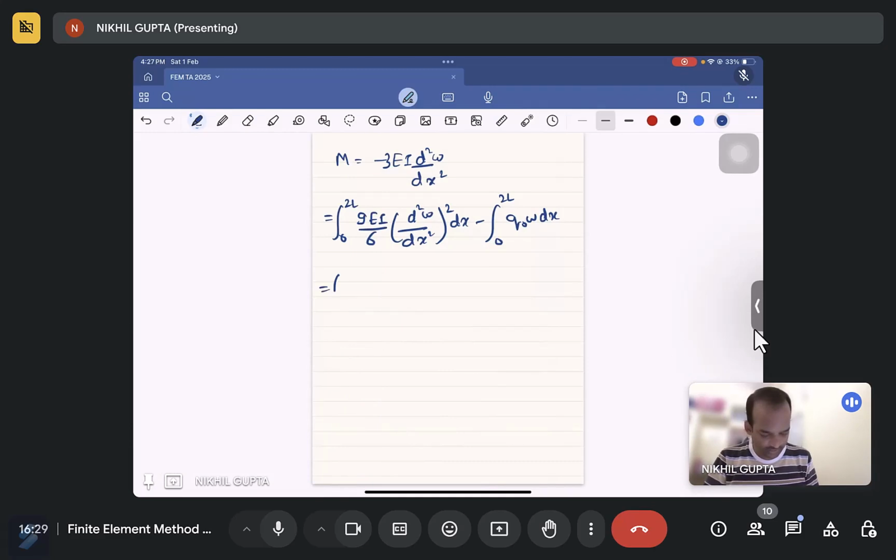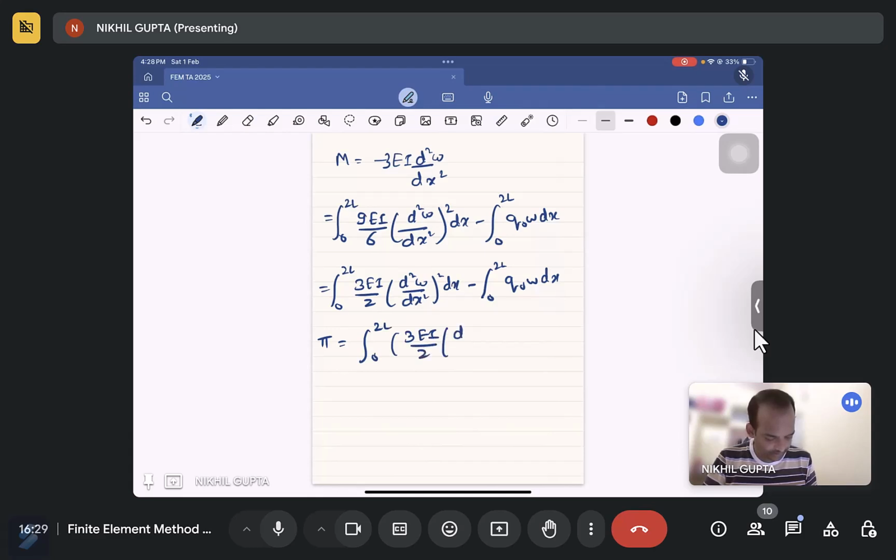When you solve it, you will get integral 0 to 2L of 3EI by 2 times (d2W by dx square) whole square dx minus integral 0 to 2L. Nothing I have done, just cut the 3 and 3. So the final pi will be integral 0 to 2L of 3EI by 2 (d2W by dx square) whole square minus Q naught W dx.